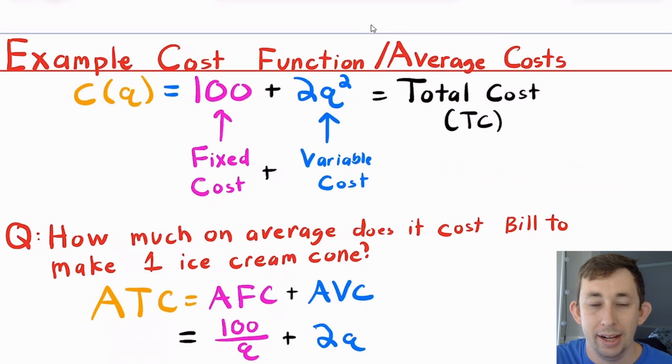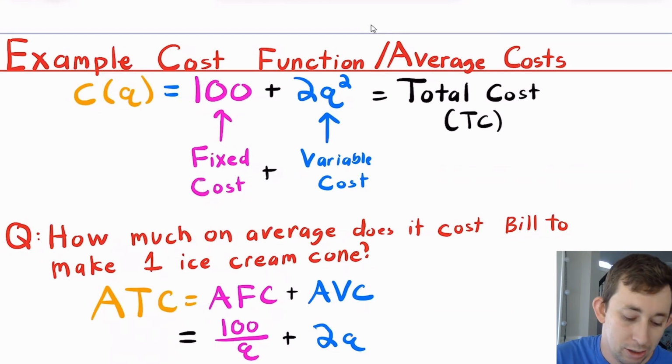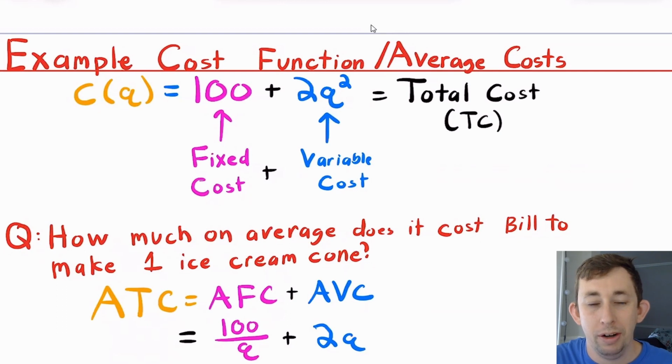Now, maybe we want to ask the question, and with all of these other cost functions, we're basically trying to answer a particular question about Bill's business. So maybe we ask the question, okay, Bill, how much on average per ice cream cone does it cost you to make an ice cream cone?